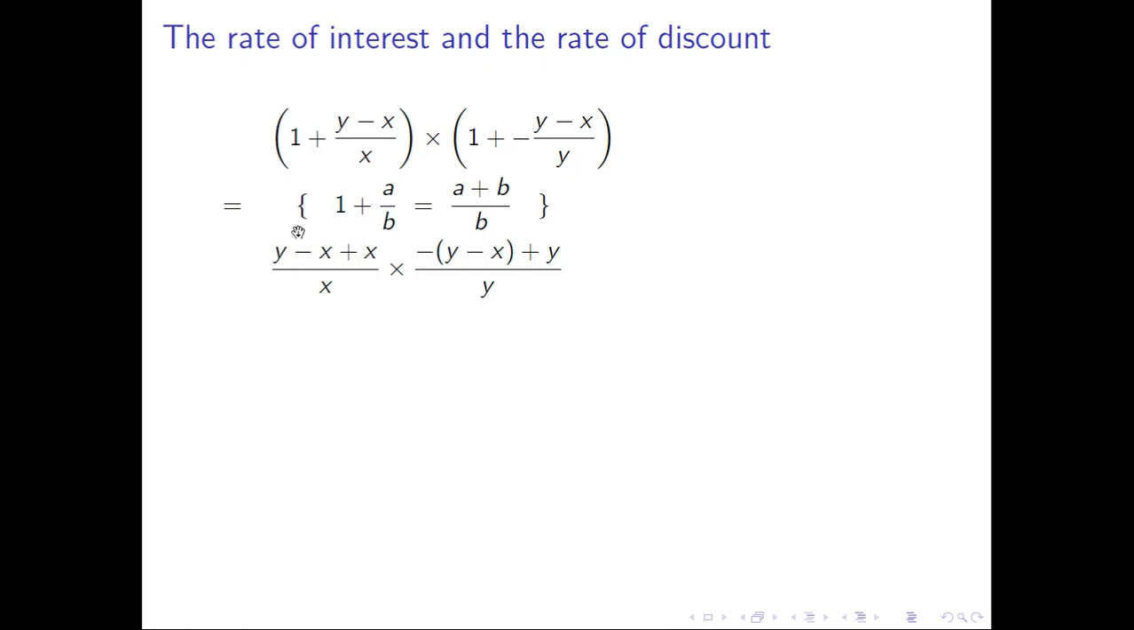But applying it to our current problem, we have (y minus x plus x) over x, times (y minus y plus x) over y. And then it's just simplifying. The left hand side simplifies to y over x. The right hand side simplifies to x over y. And by just cancelling, you can see that that's equivalent to 1.